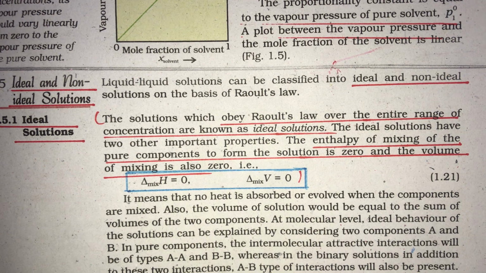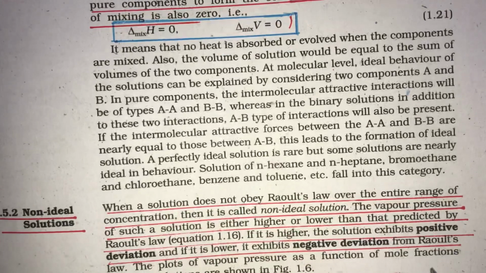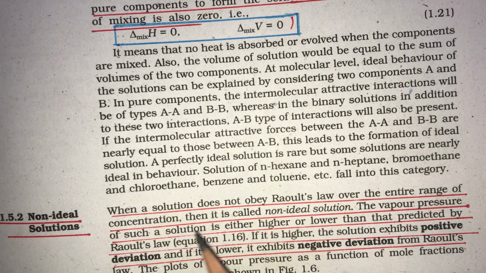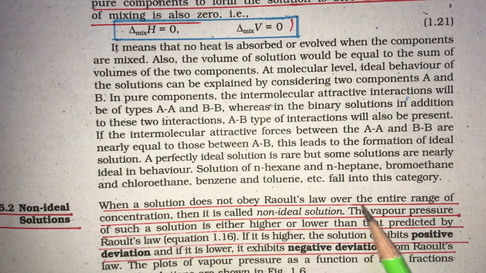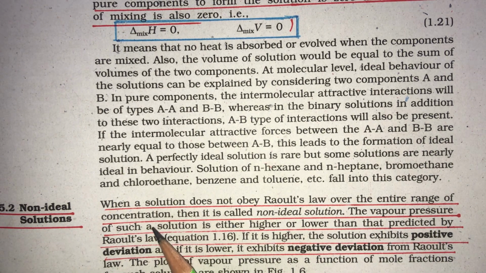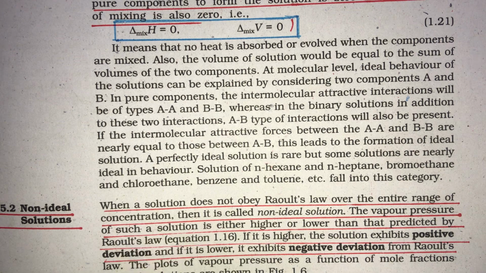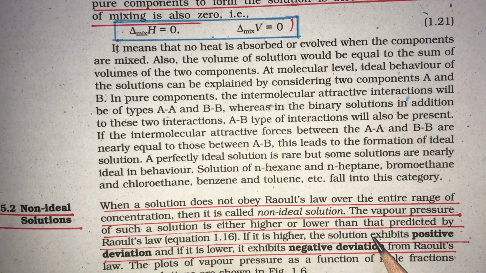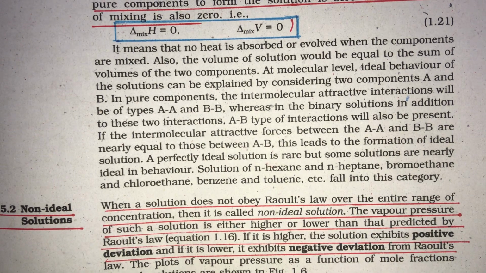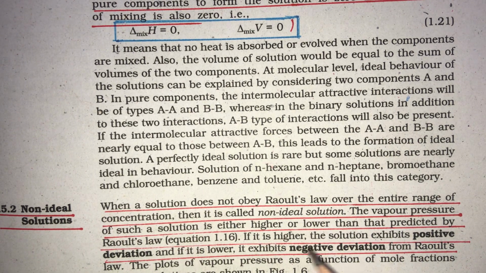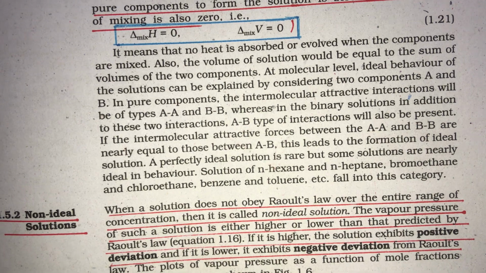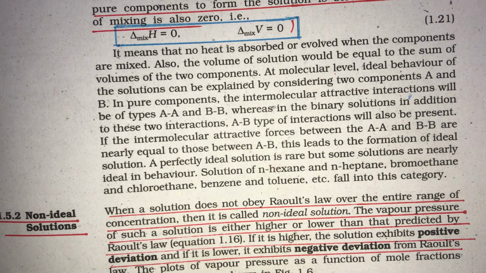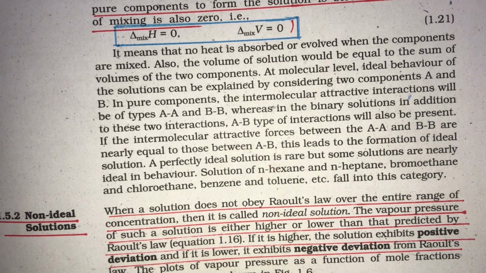And what are non-ideal solutions? A non-ideal solution does not obey Raoult's law over the entire range of concentration. The vapor pressure of such a solution is either higher or lower than that predicted by Raoult's law. If it is higher, the solution exhibits positive deviation. If it is lower, it exhibits negative deviation.